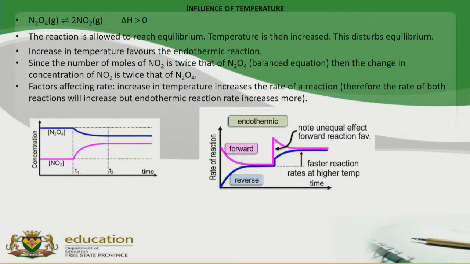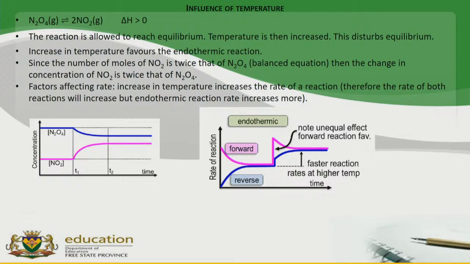So now, you are asked to draw the graph of rate of reaction. What do you know about the relationship between temperature and the rate of the reaction? You know that when you increase the temperature, the rate of the reaction increases. The rate of which reaction? Since both reactions occur, the rate of both reactions will increase. So you'll draw the horizontal lines that show that the rate of both the forward and the reverse reaction increase.